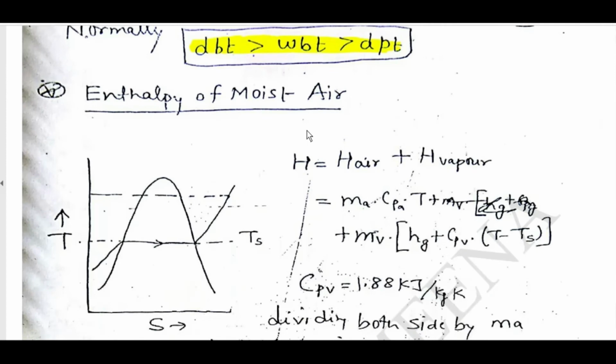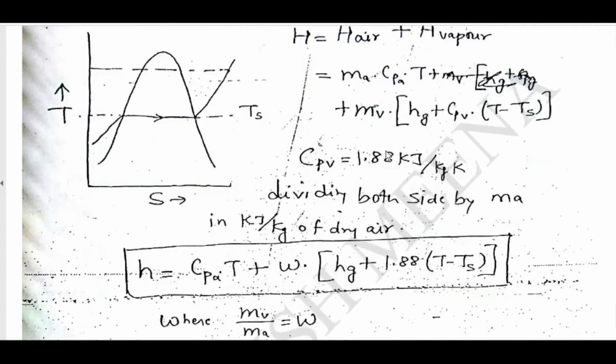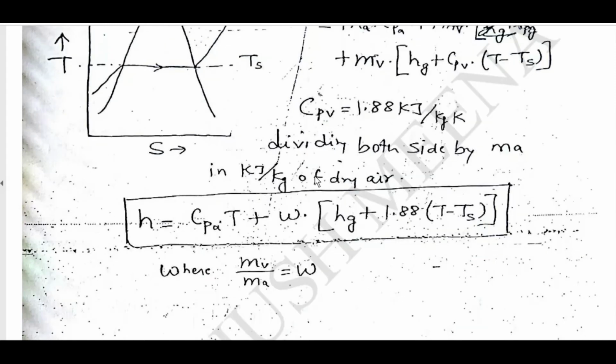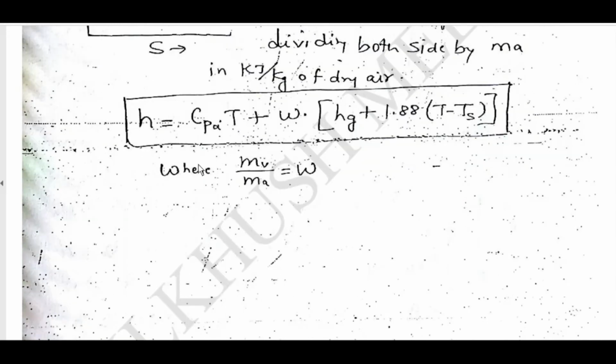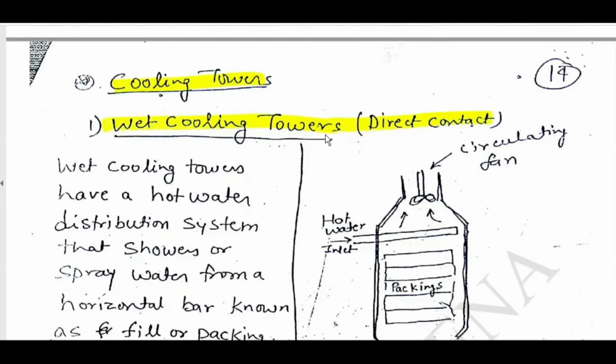Enthalpy of moist air: H = H air + H vapor = ma·CPA + mv·[hg + CPV·(T − TS)], with CPV = 1.88. Dividing both sides by ma, small h = CPA + W·[hg + 1.88·(T − TS)], where mv/ma = W. Cooling tower.